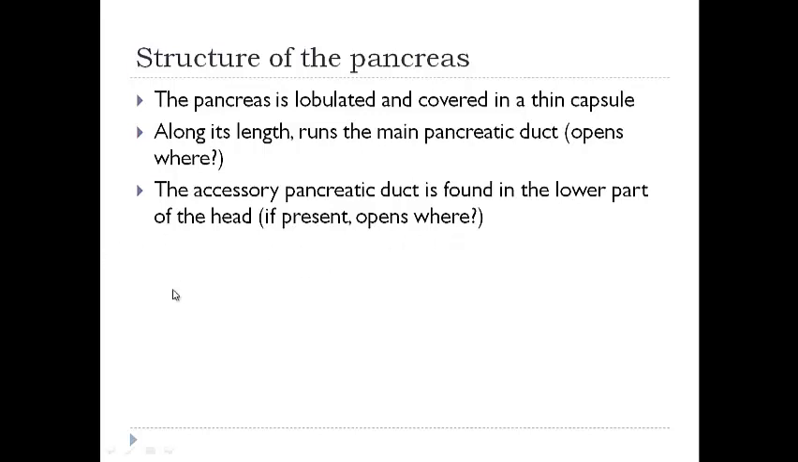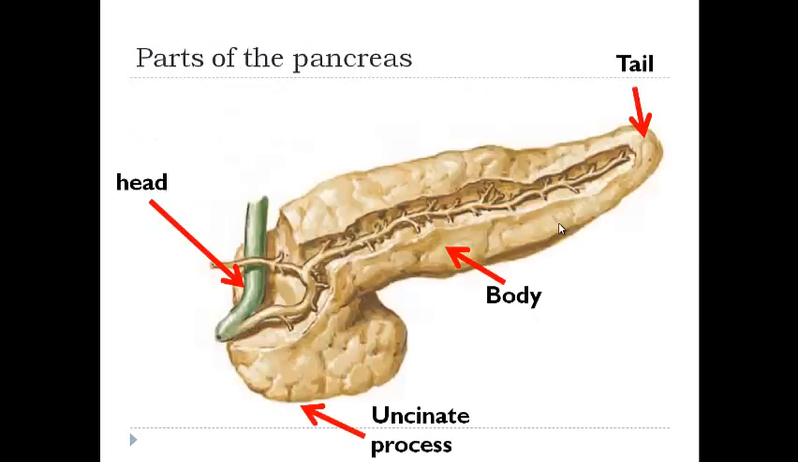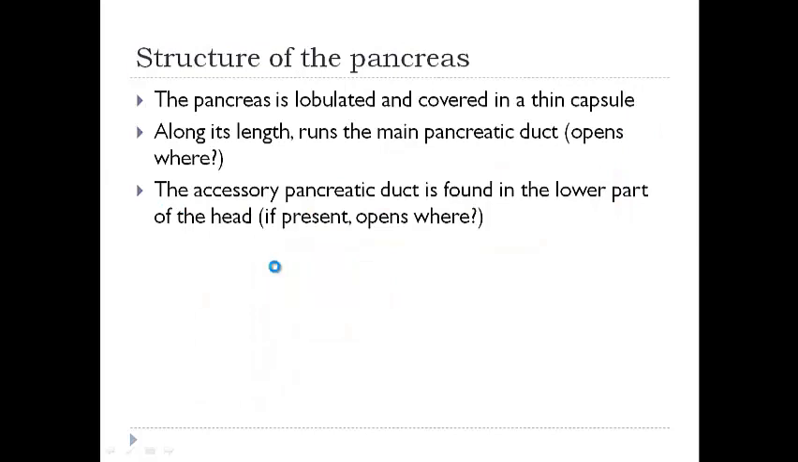Okay, and we've also got the accessory pancreatic duct. This is usually found in the lower part of the head. Sometimes it's not actually present, so it can be there and it may not be there. So depending on whether it's present or not, it also opens in a specific location. And again, I'm not going to tell you where, so you need to go find that out. But right here, okay, this is where the accessory pancreatic duct is, okay? So this is the main one, and this is the accessory pancreatic duct, okay?